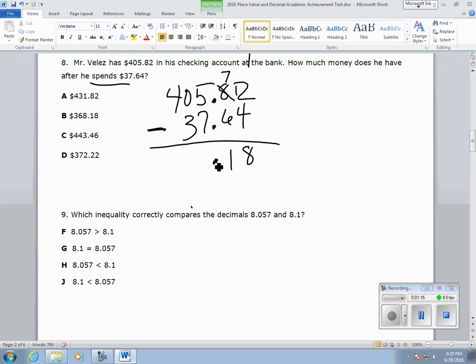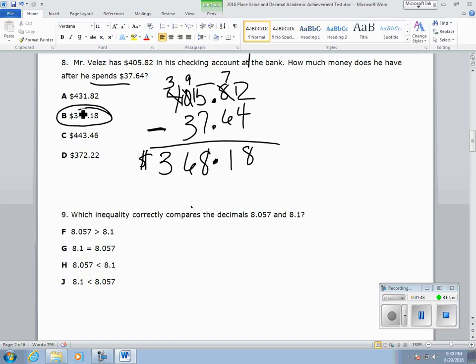The 5 minus 7, you can't, so you got to borrow. This one, you can't borrow from that. You're going to borrow from here. So this one becomes a 9 because you're going to borrow from that 10. After you borrow from the 4, that becomes a 3. That's a 10, but you're going to borrow from it, so that's a 9 to put your 1 here. So now you have 15 minus 7 is 8. 9 minus 3. So we know that it's $368.18.